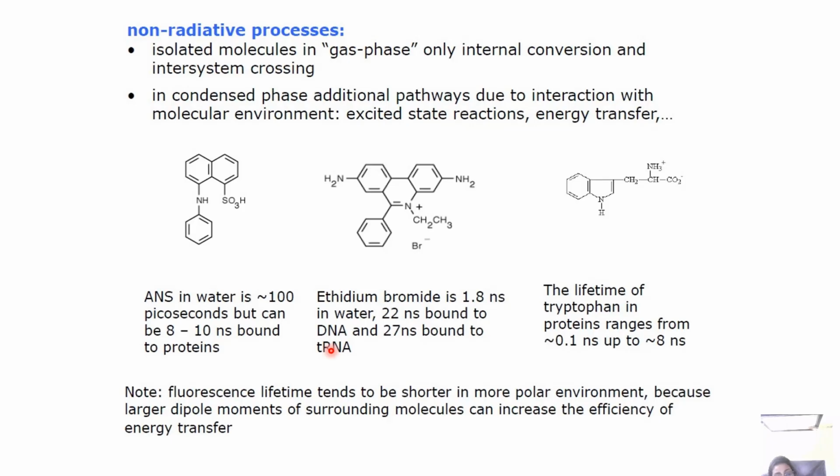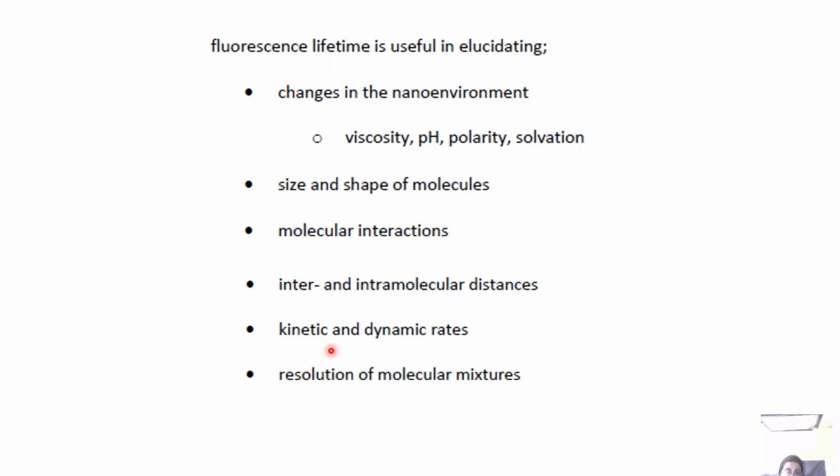Fluorescence lifetimes tend to be shorter in a more polar environment because larger dipole moments of surrounding molecules can increase the efficiency of energy transfer. So it is useful in elucidating changes in the microenvironment like viscosity, pH, polarity, solvation, size and shape of molecules, molecular interactions, inter and intramolecular distances, kinetic and dynamic rates, dissolution of molecular mixtures. All of these.